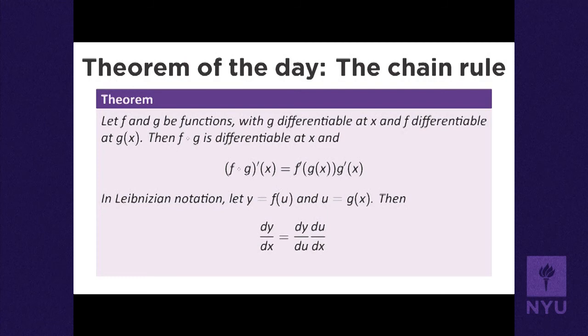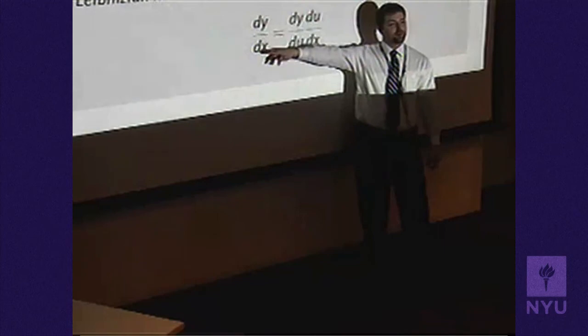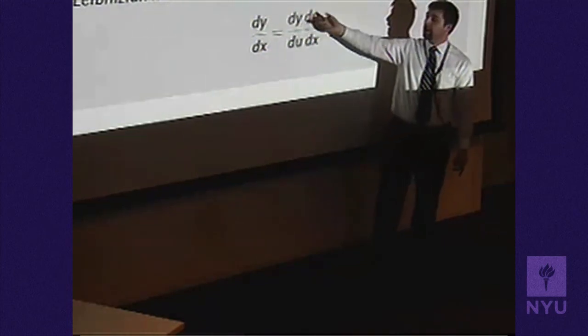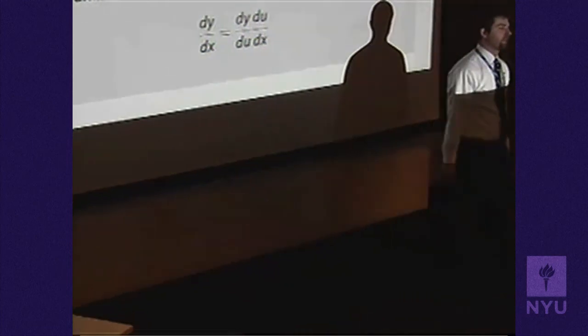f prime of g of x times g prime of x. If you like Leibniz notation, you can state it this way. If y is f of u, u is g of x, then the derivative of y as a function of x is the derivative of y as a function of u times the derivative of u as a function of x.